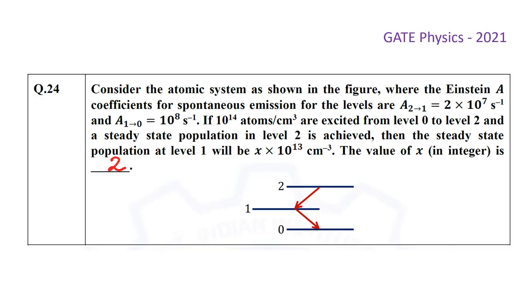So we have already solved this problem, and we found that the steady state population at level 1 will be x multiplied with 10 to the power 13 per centimeter cube, where the x value is 2 for this question.